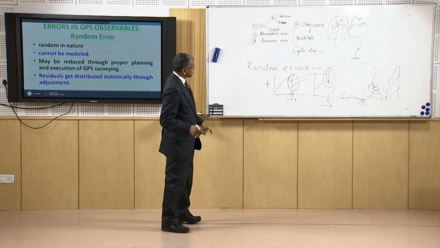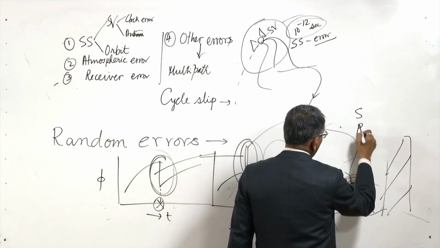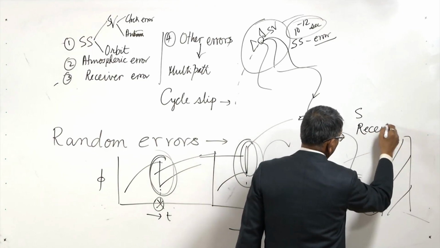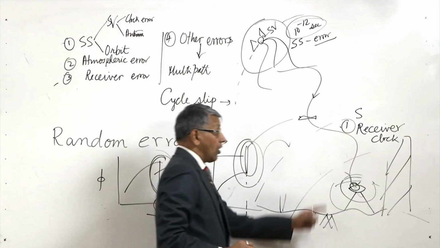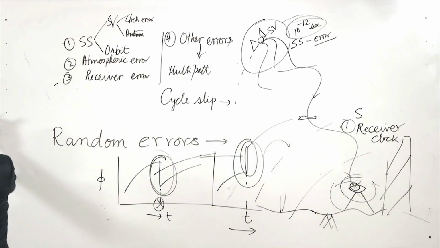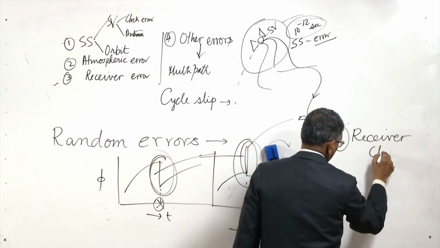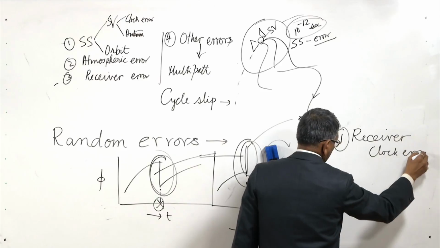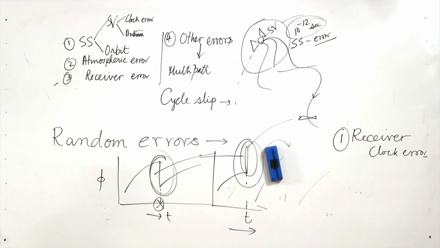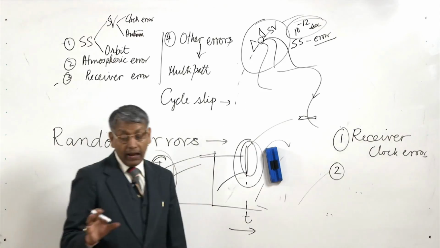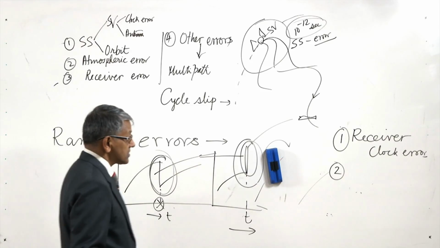Among the different types of systematic error, the most dangerous error is the receiver clock error. Receiver clock error is the most significant, and it is so high that we take this error as an independent unknown, and we resolve it before we go for any GPS point positioning.